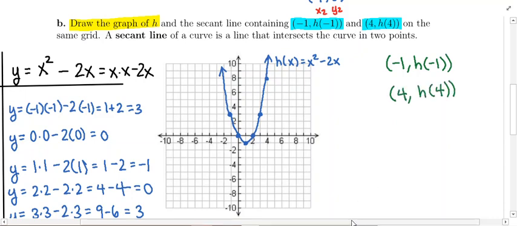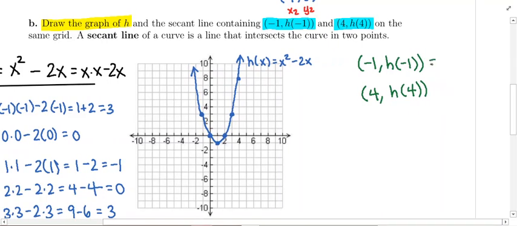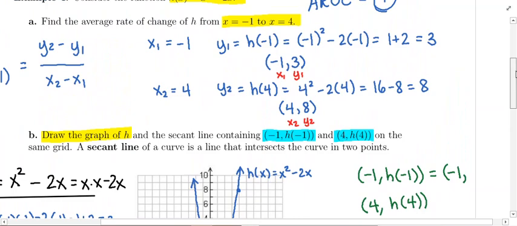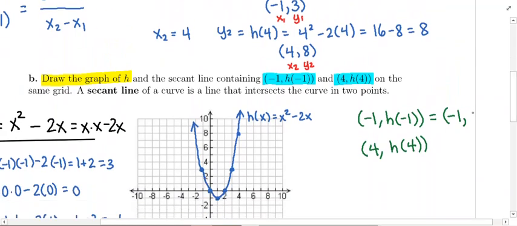These are ordered pairs. So the way you translate this is that the x value is -1. The crazy part is h of -1. Remember, h of -1 is the y value when you plug -1 into the function. We already computed that. h of -1 is 3. So this was a fancy way of talking about the point -1, 3, which is this point right here on the graph. I'll put it in red so you can see it better.